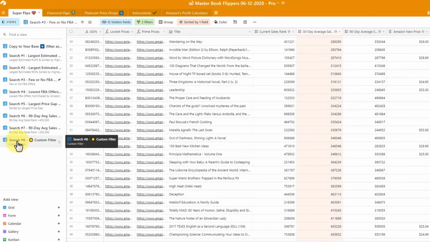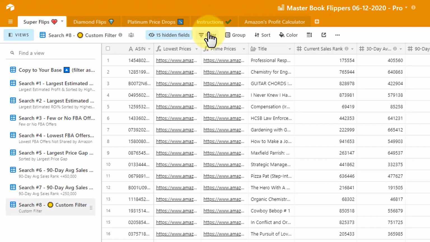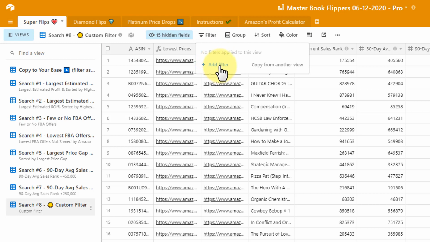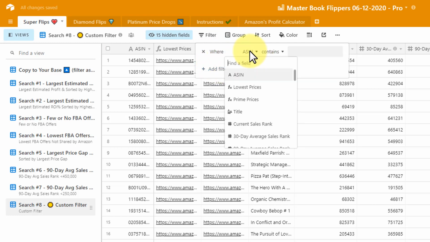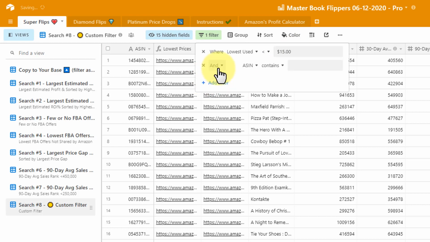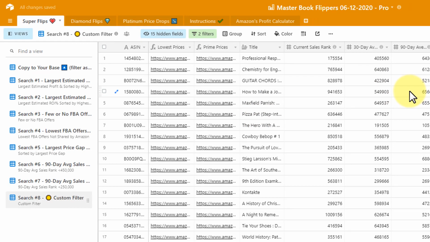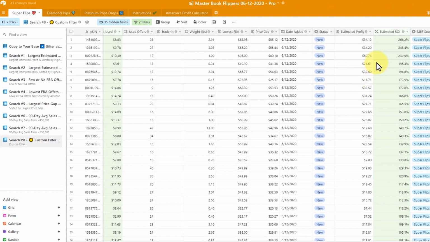Okay, so I did say I'm going to show you search number 8. Now, search number 8, I just have on here a custom filter. That means you can filter this however you like. So in this example, we're going to add on a filter. We're going to click on filter, and let's say you want to look at low price books. So we're going to click add a filter, and we're going to put down the lowest used price, let's say is less than $15, and we'll add on another filter. You can add on as many filters as you want, and on this one, let's just say we're going to go for ROI. We're going to say the estimated ROI, we want that to be greater than, let's say, 80%. And we scroll over, and instantly we can see here's our results.